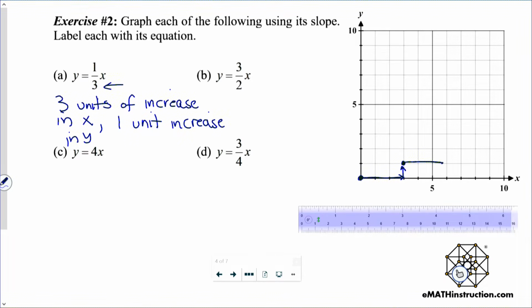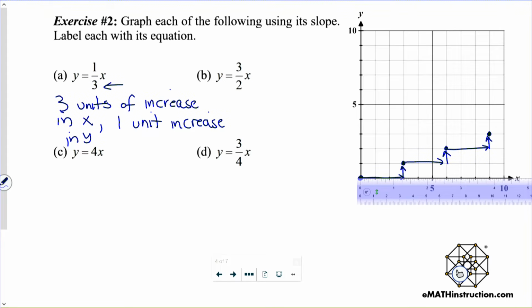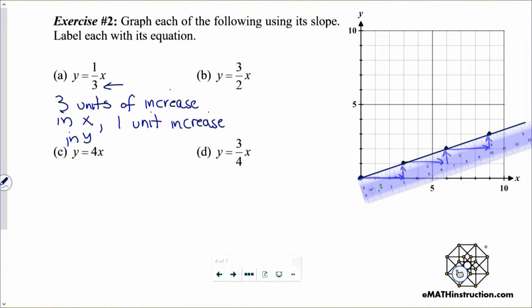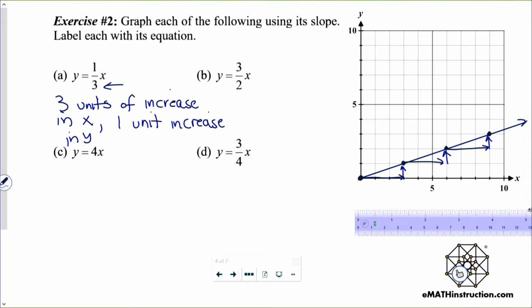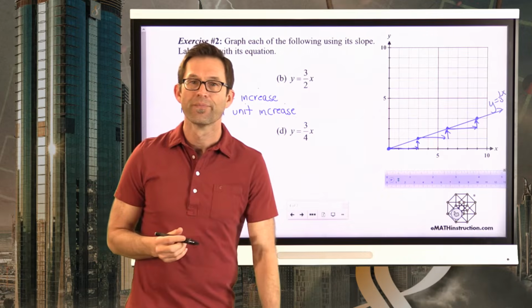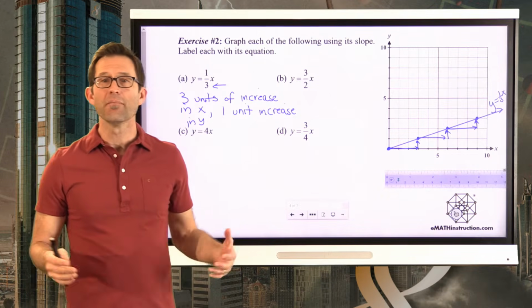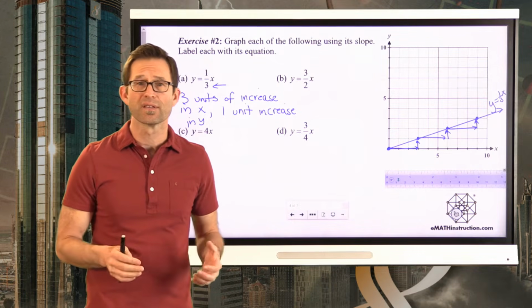Then I can go 3 units to the right and 1 unit up, another point. 3 units to the right, 1 unit up, another point. And now I can take my ruler and connect them with a nice straight line. Now I can get my ruler out of here. And that is y equals 1/3 times x. Barely fit it on there, but it's there. All right? And again, it makes graphing these kinds of things exceptionally easy.